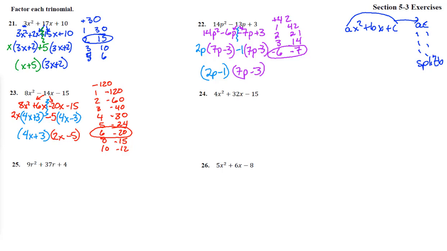All right, number 24. 4 times negative 15 is negative 60. So that's a 1 and a 60, a 2 and a 30, a 3 and a 20, a 4 and a 15, a 5 and a 12, a 6 and a 10. And which one of those adds up to a 32? Oh, this is a negative. So that means one of them has to be positive and one of them negative. So if we have positives over here and negatives over here, that might work.